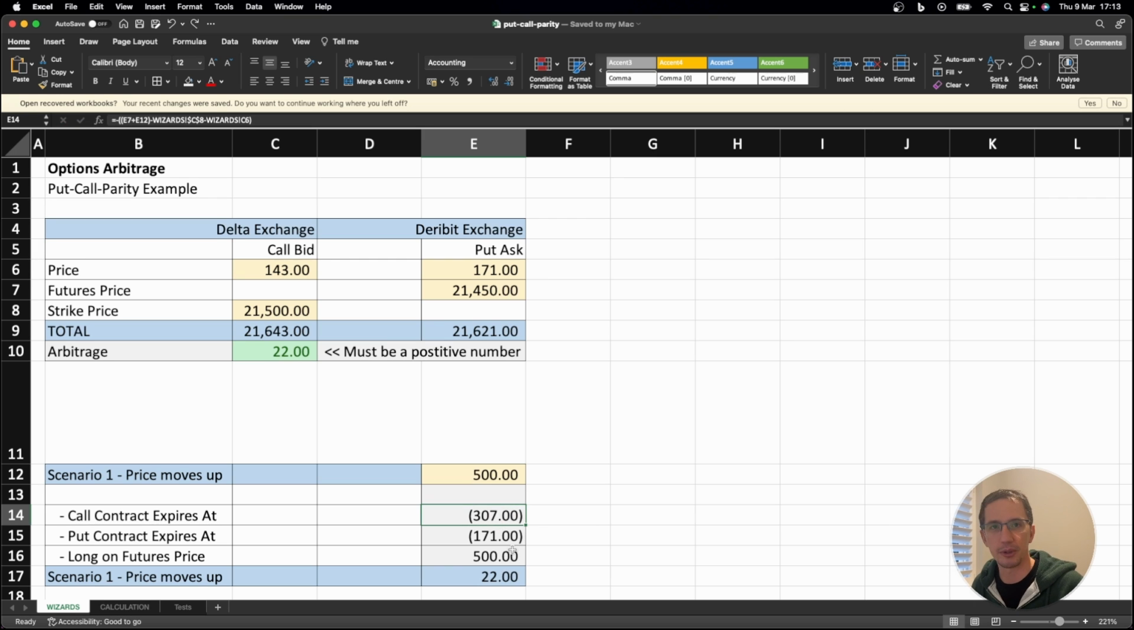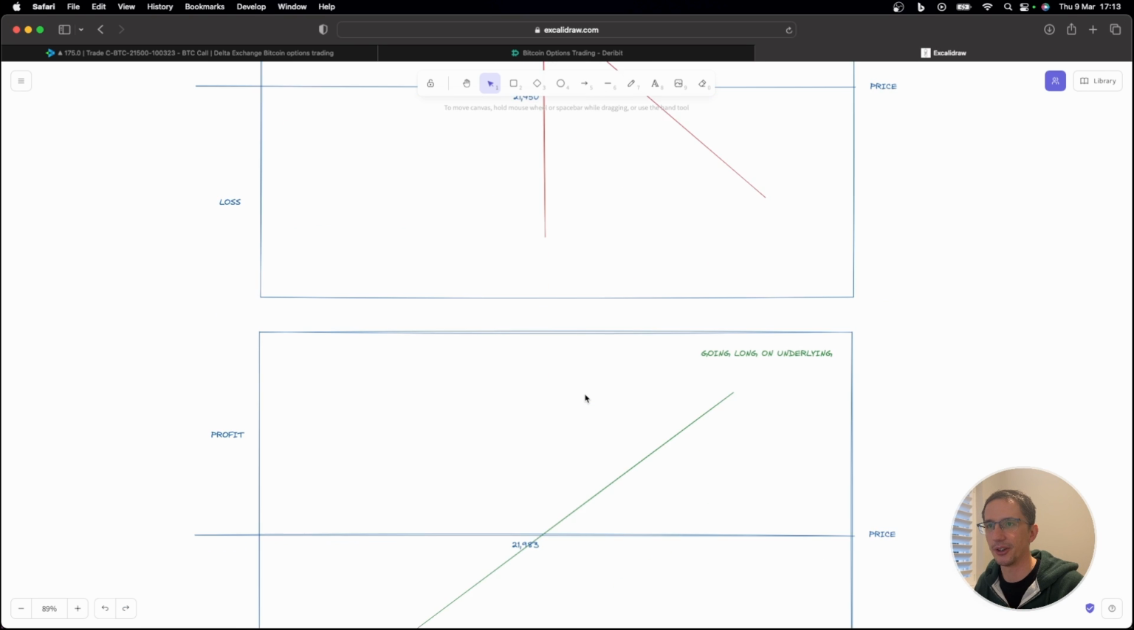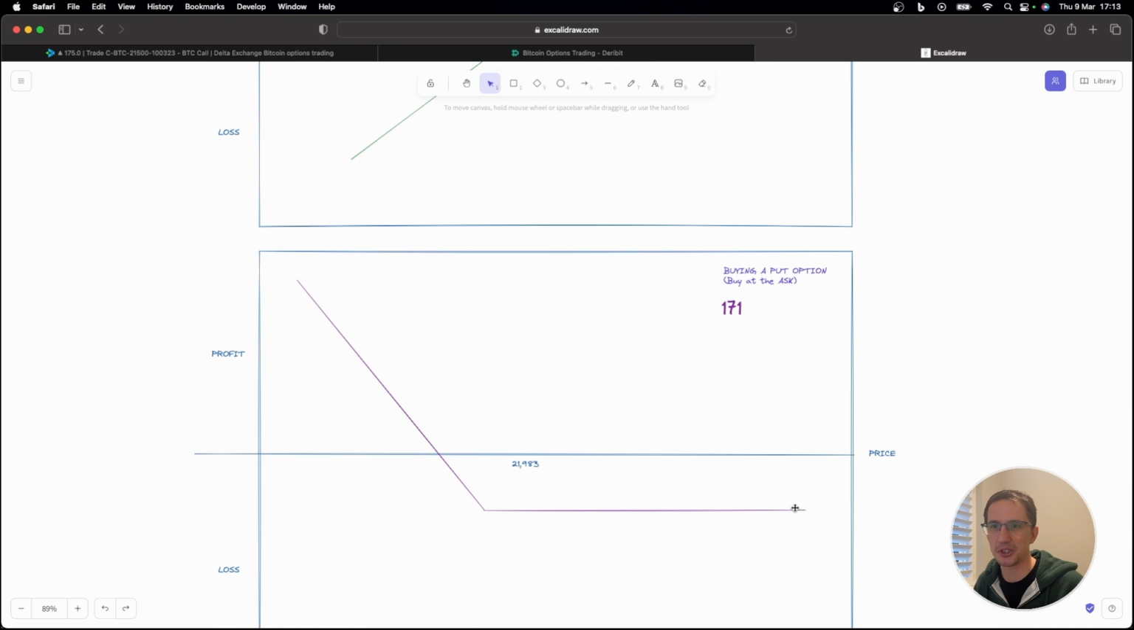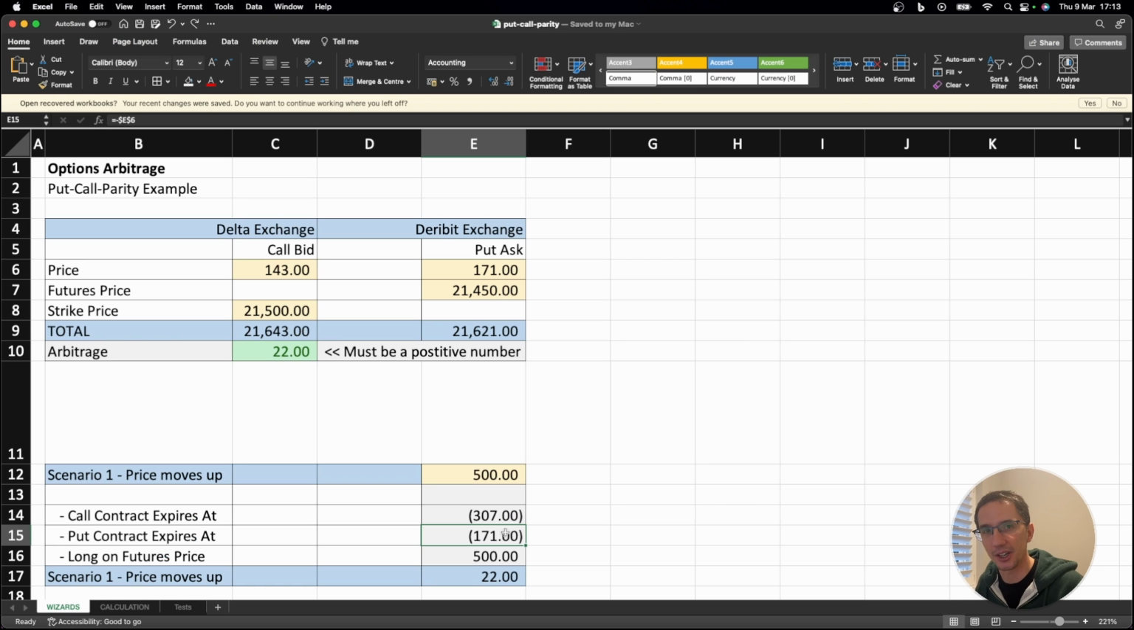That call contract would have lost money. The put contract would have also lost money, and that's because put options make money when prices go down. So I bought a put contract, it also would have lost some money. Okay, not great, but hey, this is an arbitrage transaction because we went long on the futures price. And if you're long on something and it goes up by $500, you make $500. So the sum of these three things here is our arbitrage, which is 22.